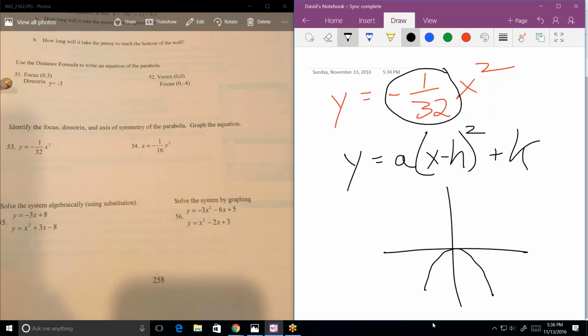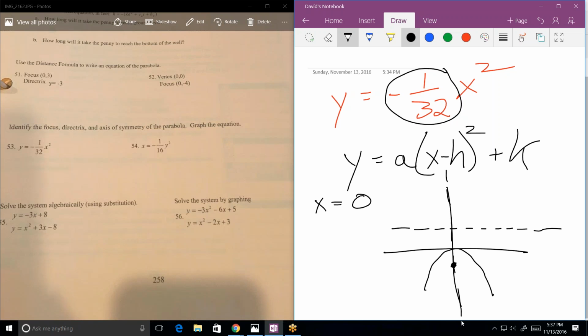We have to find the focus, the directrix, and the line of symmetry. The line of symmetry is pretty easy. What's the equation of that line? What are the equations of vertical lines? X is equal to 0. Very good. Everybody else says y. No, because it's the y-axis. Just because it's the y-axis doesn't mean it's defined in terms of y. It's defined as x equals 0.